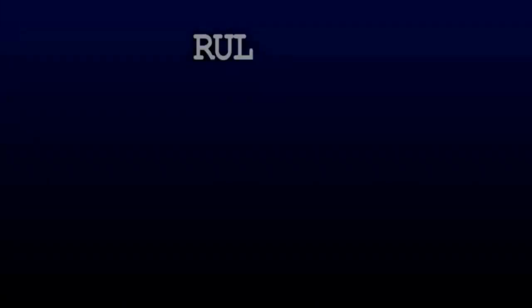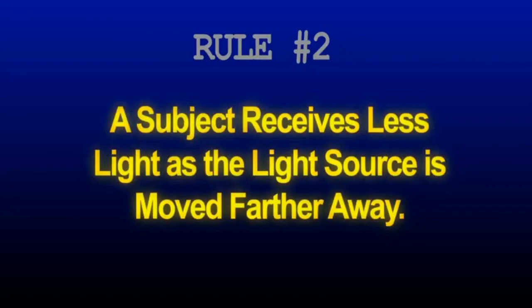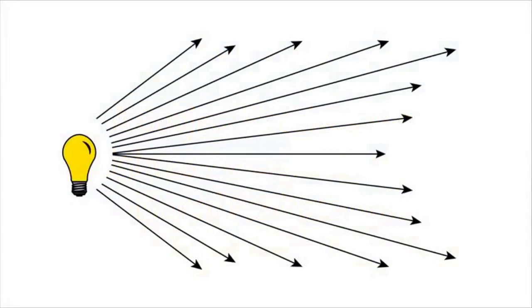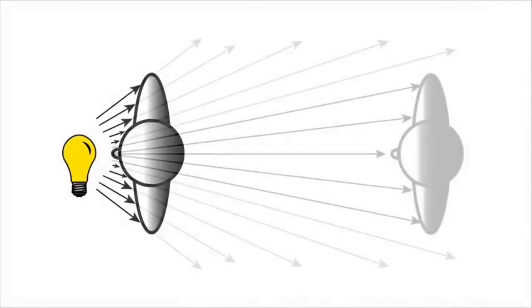Rule number 2. A subject receives less light as the light source is moved farther away. Now think about it this way. Light rays are coming out of the source at many different angles, and as they keep moving out, they're spreading farther and farther apart. An object close to the light source is going to receive a lot of those rays, but if that object is farther away, fewer rays are going to be on a direct path to strike it.